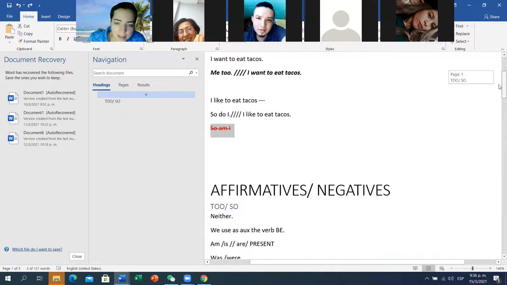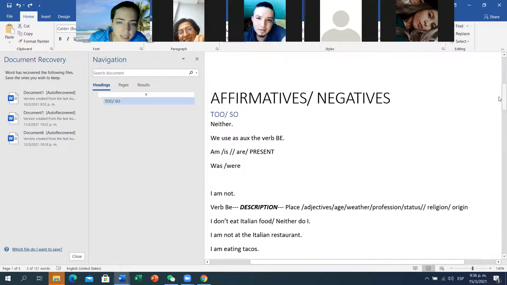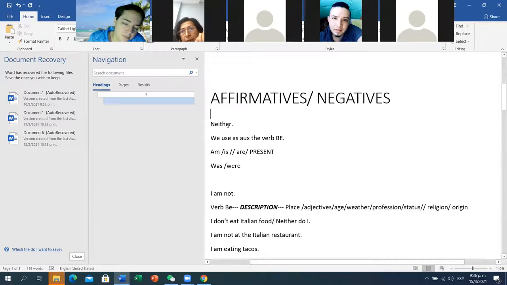Now, affirmatives or negatives? Okay. Utilizamos el neither, ¿para qué lo utilizamos? Para negar. Negatives. Excellent, excellent. Okay. Neither. We use auxiliary to be. También podemos utilizar el verb to be. Okay. Am, is and are, or was and were for the present. Esto depende cómo lo va a utilizar.